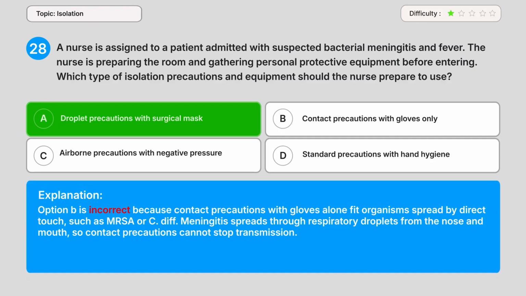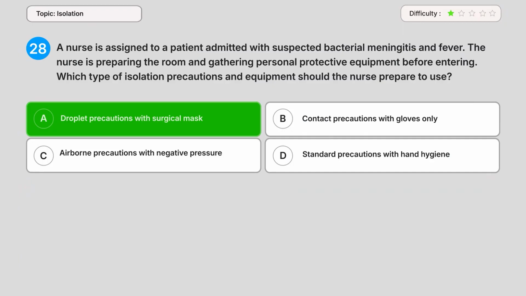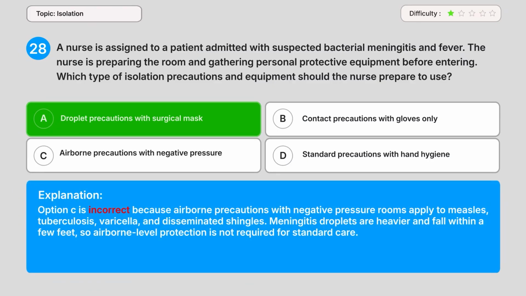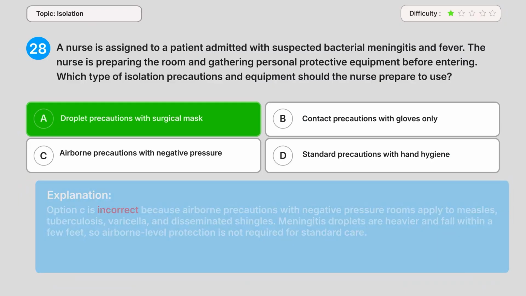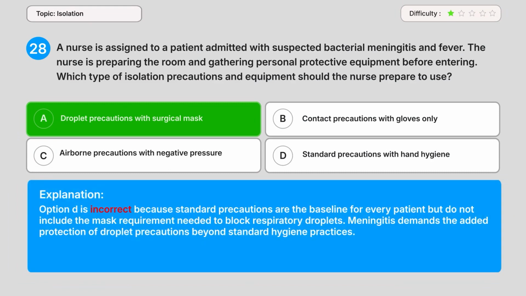Meningitis spreads through respiratory droplets from the nose and mouth, so contact precautions cannot stop transmission. Option C is incorrect because airborne precautions with negative pressure rooms apply to measles, tuberculosis, varicella, and disseminated shingles. Meningitis droplets are heavier and fall within a few feet, so airborne level protection is not required for standard care. Option D is incorrect because standard precautions are the baseline for every patient, but do not include the mask requirement needed to block respiratory droplets. Meningitis demands the added protection of droplet precautions beyond standard hygiene practices.